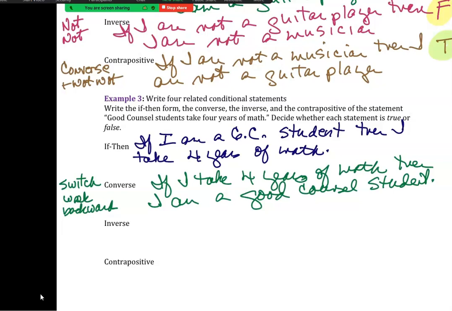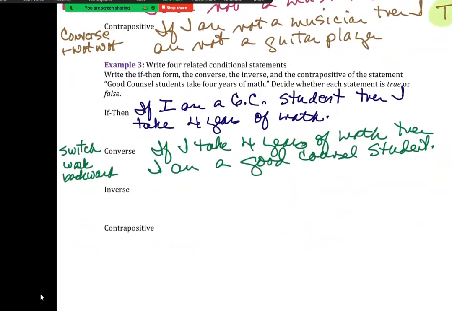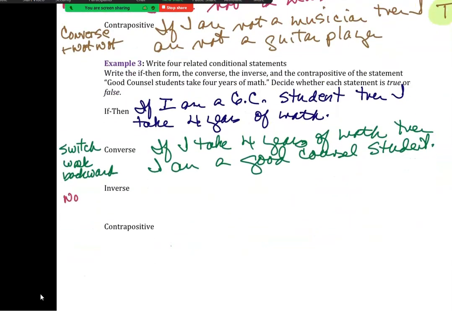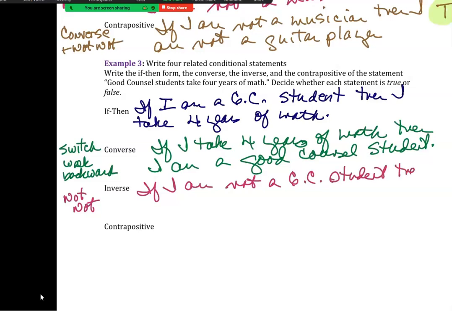Okay, inverse. Go back to the original, and you're going to say not. Back to the original. If I am not a GC student, then I do not take 4 years of math.